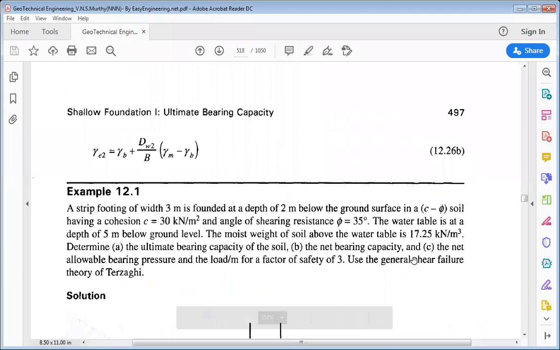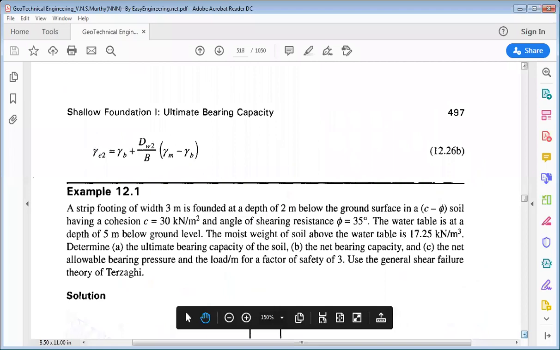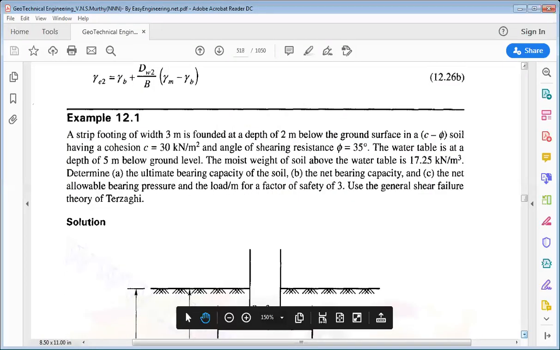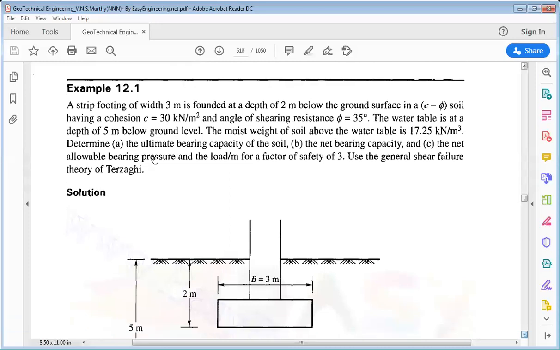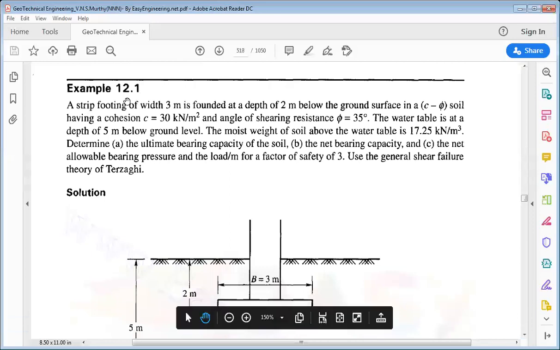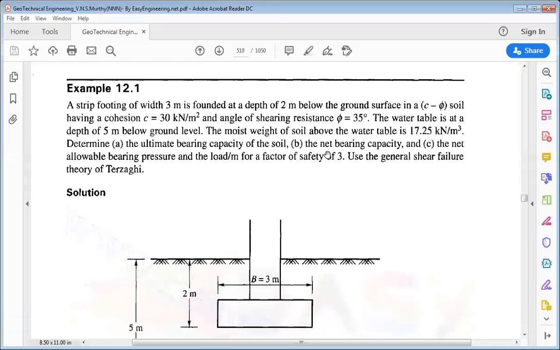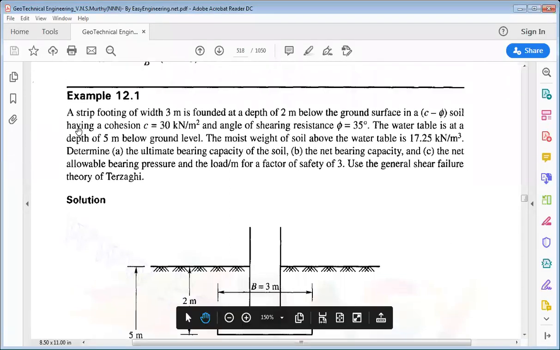Okay, so we have already seen these things in the last class. Now we have to solve some problems on the basis of these equations. How can we find the ultimate bearing capacity, net bearing capacity or net allowable bearing capacity, we will see in some examples, some problems. Okay, so let us start the first problem. Have you seen this problem? Yes, sir. Okay, so let us start.